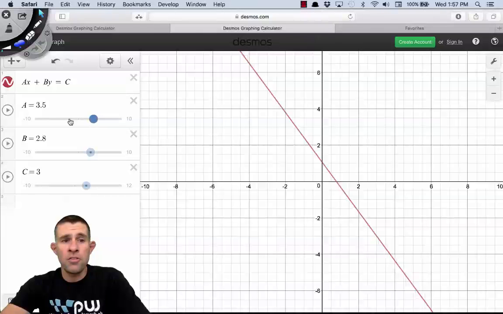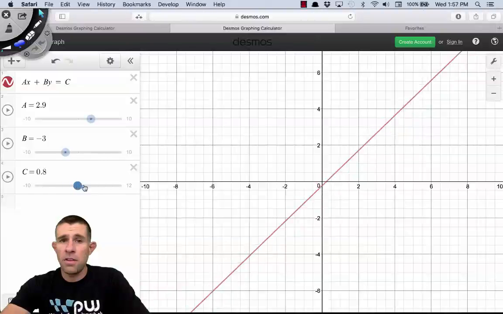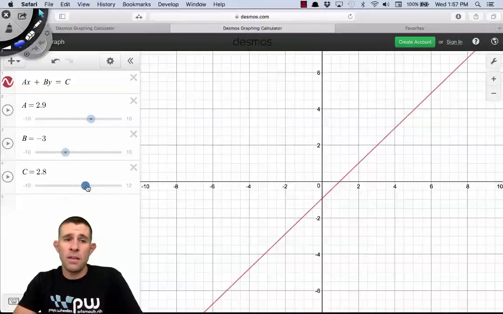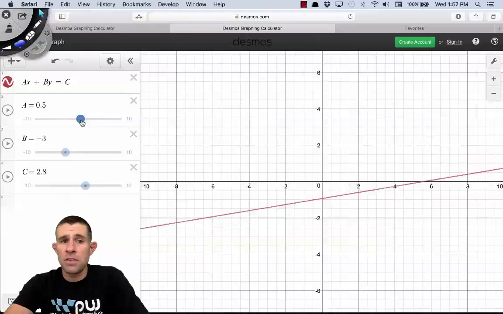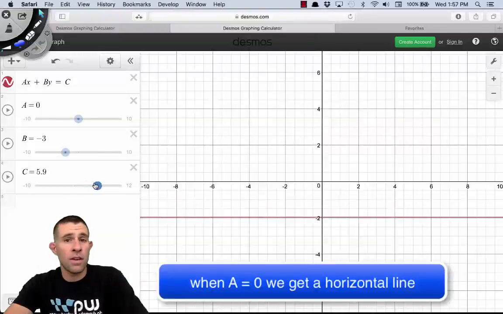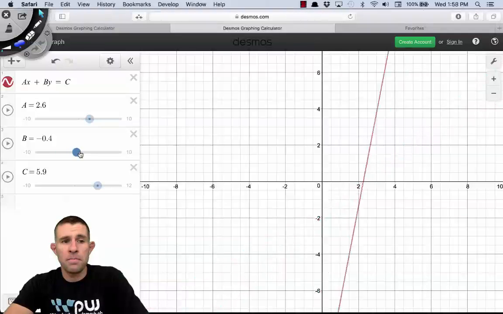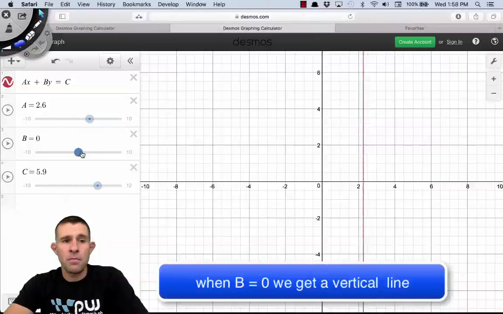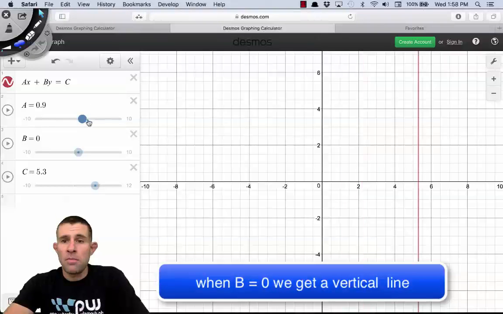As we change the sliders for A, B, and C, you can see that the graph of this equation is always a line. Now, there are some interesting things that happen when you make A or B equal to 0. So let's put A here at 0, and you'll notice that this has now gone to a horizontal line. Likewise, if I change A and make it another number and put B here at 0, you'll see when B is 0, we now have a vertical line.